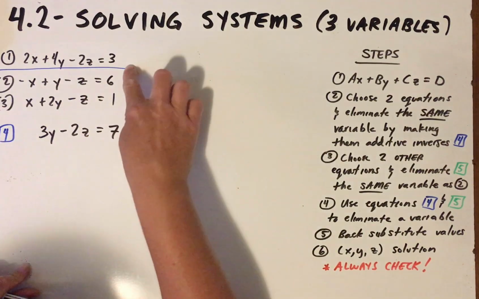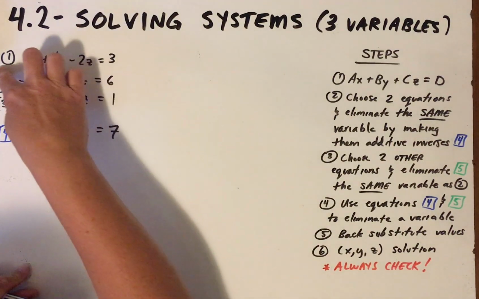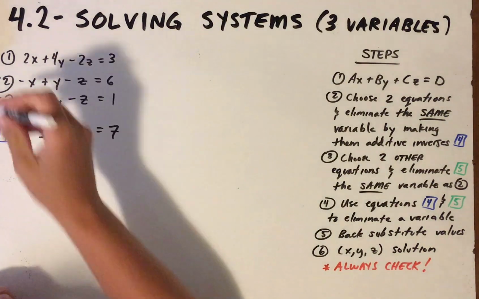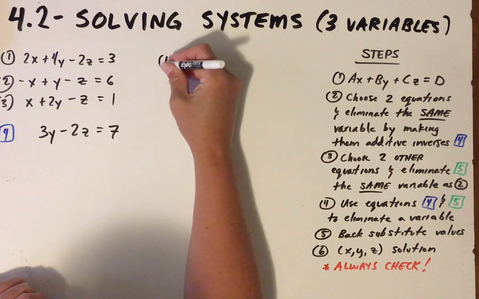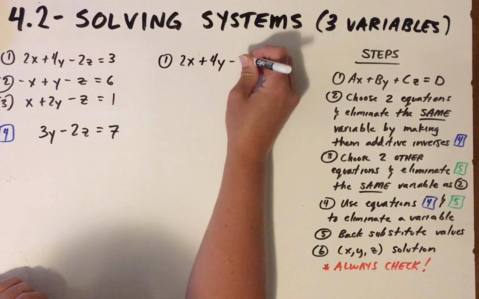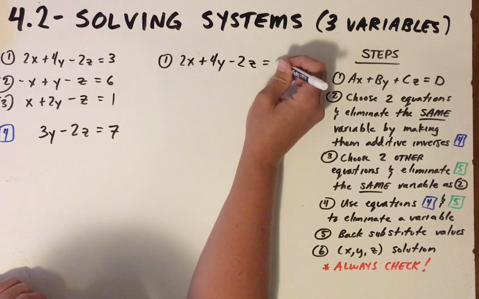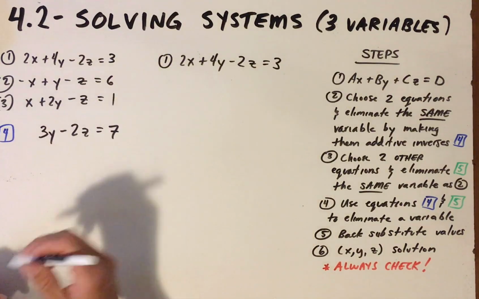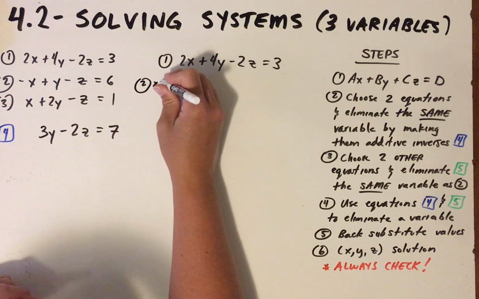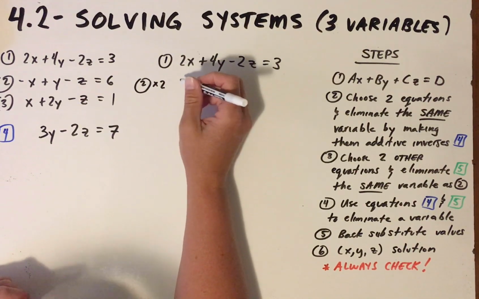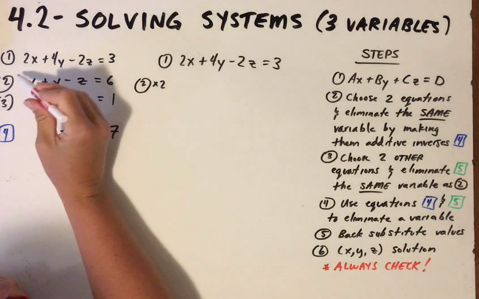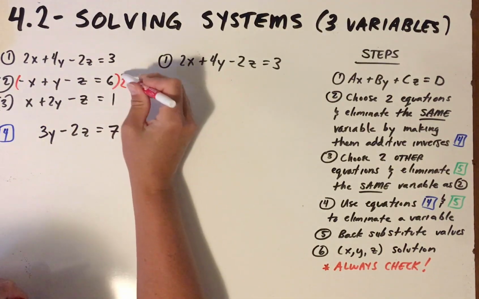Now I want to use a different equation to eliminate x again. I'm going to use equation 1. So I'm going to get 2x plus 4y minus 2z is equal to 3. And I'm going to use equation 2, but equation 2 is going to be multiplied by 2. So that new equation 2, let's see what that is. So I'm going to take and multiply equation 2 by 2.